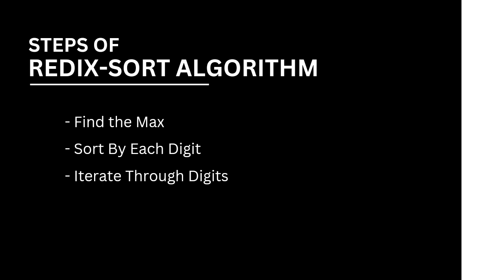But all you have to do is just sort by each digit for each digit position, right? And then iterate through digits. Simple as that. The third step is iterate through digits. Repeat the sorting process for each digit's position until the entire number is sorted. That's how it works. Simple as that.